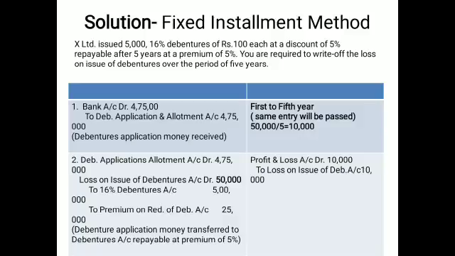The company issued 5,000 16% debentures of 100 each at a discount of 5%, redeemable at a premium of 5%. With this condition, you may see the issue entry. The issue entry refers to the two entries you pass. When you add 5 plus 5, that means 10, that 10 is the loss on issue of debentures which you have to write off. So 10 multiplied by 5,000, that is 50,000, needs to be written off.